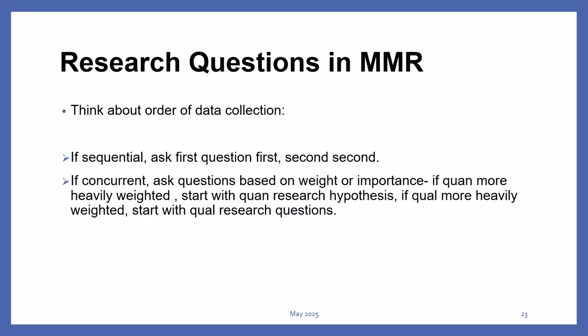If you are using a simultaneous or concurrent mixed method design, you are now looking at the weight or the importance. So if in your study the quantitative component is heavily weighted or more dominant, you ask the quantitative question first, and then you ask the qualitative question second if it's not given the priority in the same study.